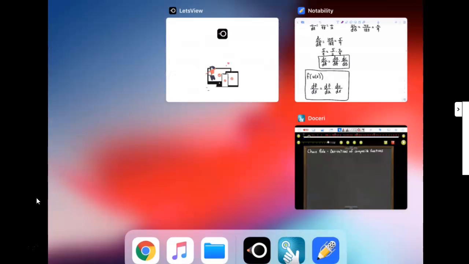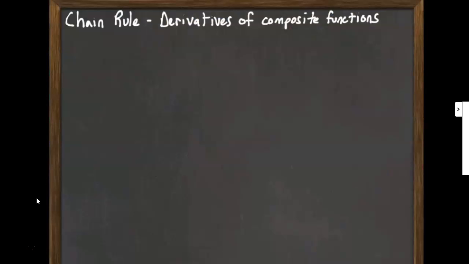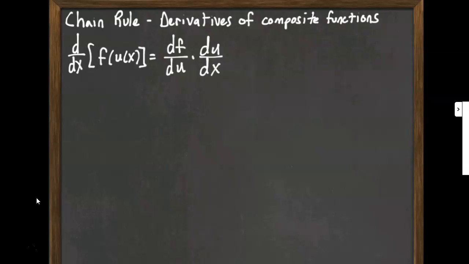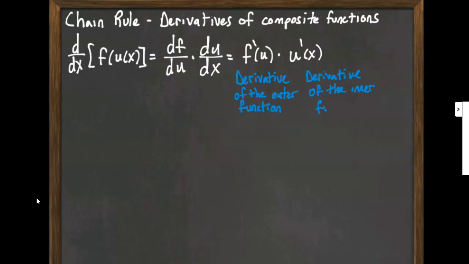And so what we're going to be doing now is looking at the chain rule. So here's this result again. The derivative of a composite function is the derivative of the outer function, f, with respect to the variable u, times the derivative of the inner function u with respect to x. Or another way of saying it, f prime of u times u prime of x, where f prime is the derivative of the outer function and u prime is the derivative of the inner function.